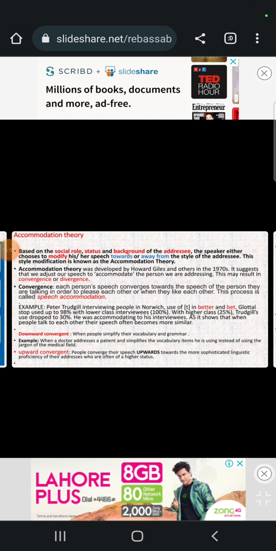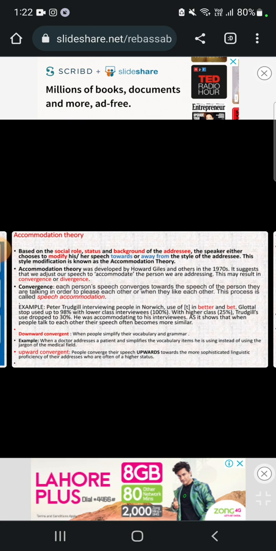These are the details on accommodation theory. Accommodation theory is based on the social role, status, and background of the addressee. The speaker either chooses to modify her or his speech towards or away from the style of the addressee. This style modification is known as the accommodation theory. It was developed by Howard Giles in the 1970s. It suggests that we adjust our speech to accommodate the person we are addressing. This may result in convergence or divergence.